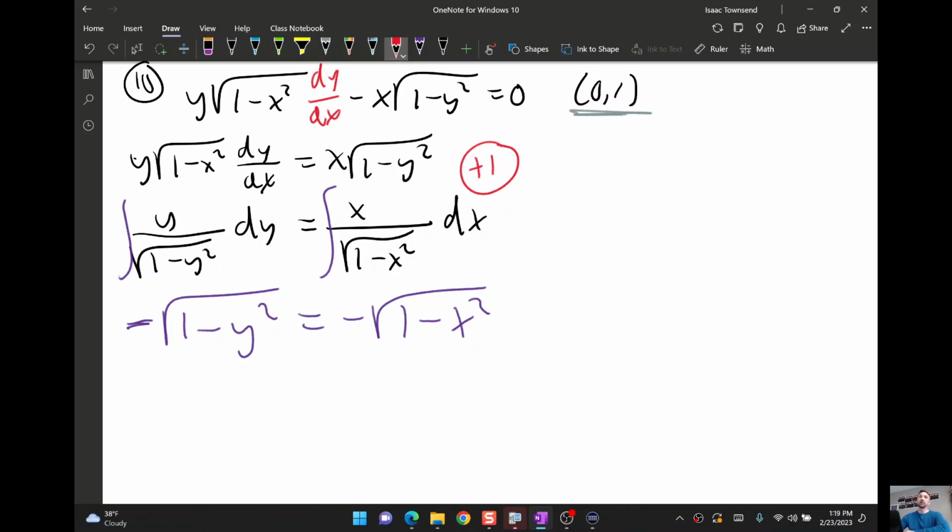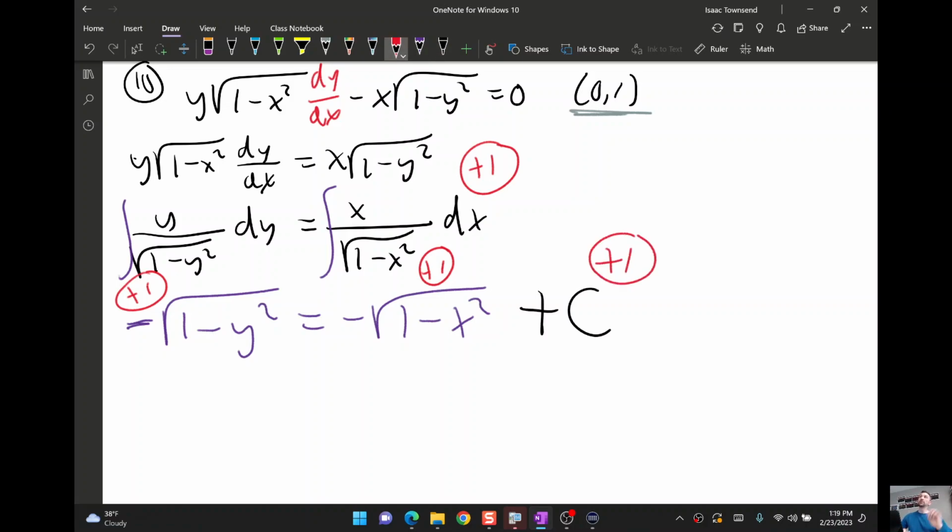Now on FRQs, this is either 1 point or 2 points. Sometimes I give 1 point for integrating the left side correctly. Sometimes I give another point for integrating the right side correctly. My guess would be they'd probably only give you 1 on this question since it's really the same integration, but it just changes question to question. All right, what else is incorrect about my integration? Plus C.